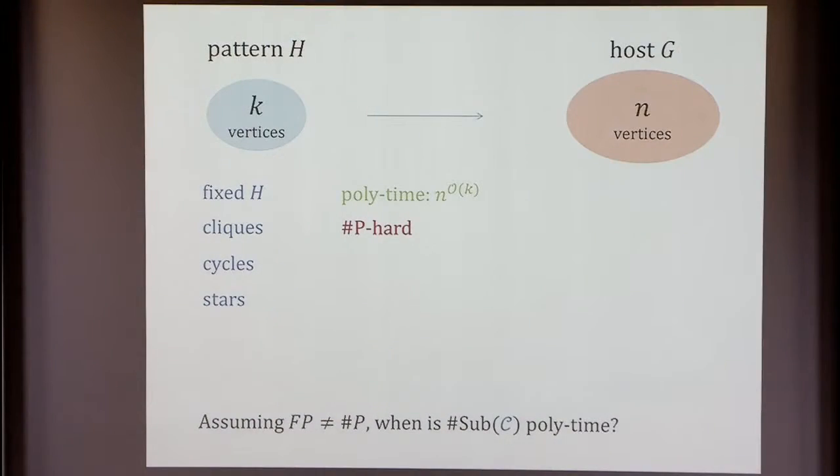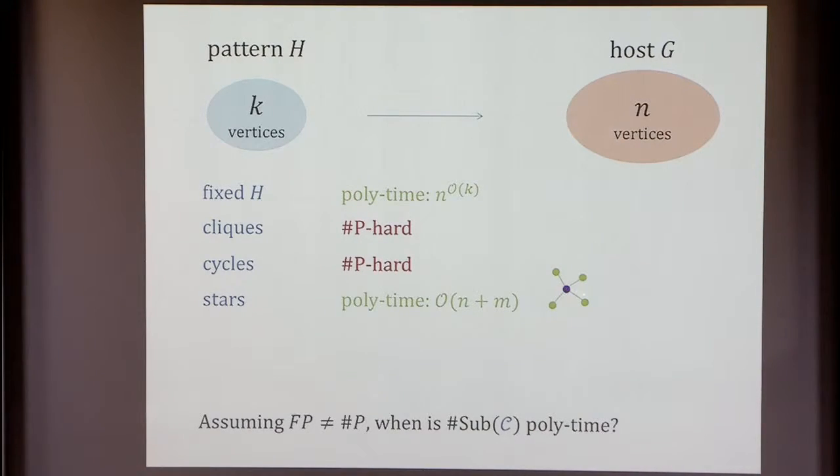So cliques are Sharp-P hard just because deciding cliques is NP hard and there is a parsimonious reduction. Counting cycles is Sharp-P hard because you're counting Hamiltonian cycles: if you pick the pattern to have n vertices, then again, this is Sharp-P hard. But for instance, stars are actually easy. You get a polynomial time algorithm, which is even linear in the size of the host graph.